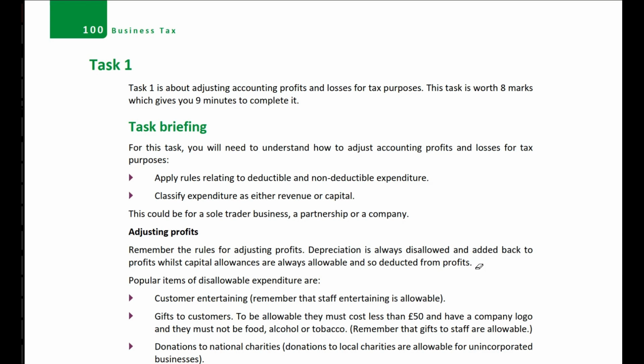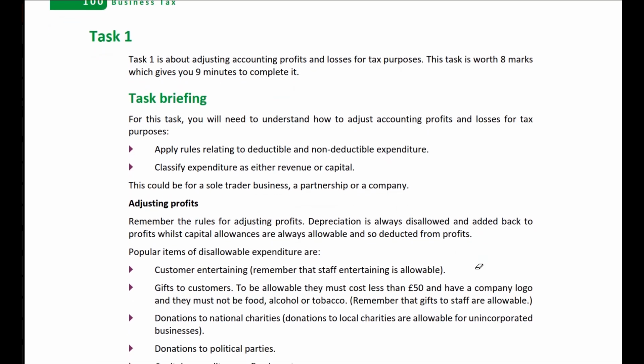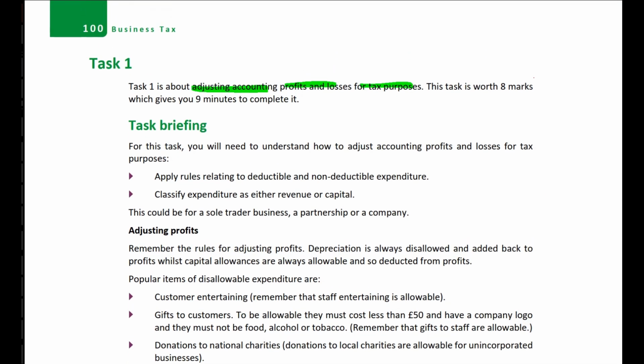If you're new to these revision sessions or new to the FI materials, you'll find that at the beginning of each of our tasks within this revision mock, it's actually our first intuition mock number 1, you will find a task briefing. The task briefing gives me, firstly, an idea about what the task will cover. As I just said, it's about adjusting of accounting profits and losses to make them suitable for tax purposes. It also tells us that the task is worth 8 marks, meaning we get about 9 minutes in the exam to do it.